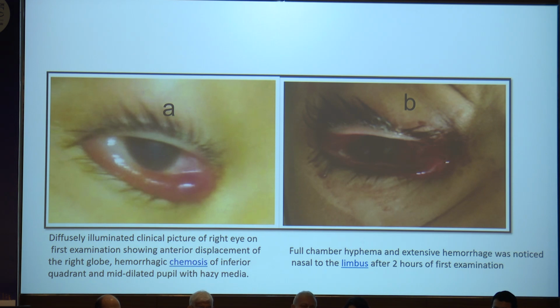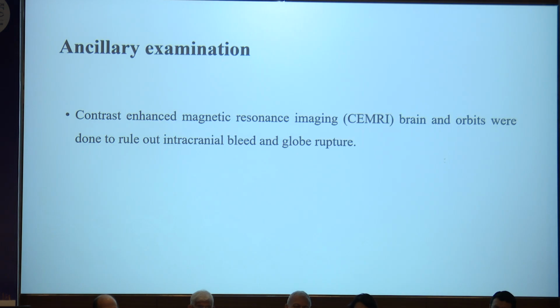On presentation, we can see in the picture the diffusely illuminated clinical picture of the right eye. The first examination showed anterior displacement of the right globe, hemorrhagic chemosis, dull cornea and mid-dilated pupil with hazy media. After 2 hours of first presentation, we can see blood on the medial side, full chamber hyphema and extensive hemorrhage near the limbus. Contrast-enhanced MRI of the brain and orbit was done to rule out intracranial bleed and globe rupture.